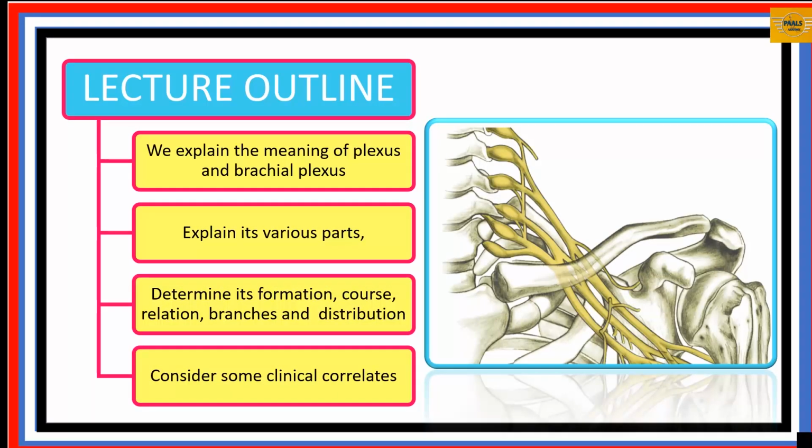So in this lecture, I will explain to you the meaning of plexus and also brachial plexus. We'll look at the various parts of this brachial plexus and we'll determine how it is formed, the course of the various parts and the structures lying around them, that's the relation. We'll also look at the branches and the muscles these branches supply. Of course, we will consider the clinical correlates.